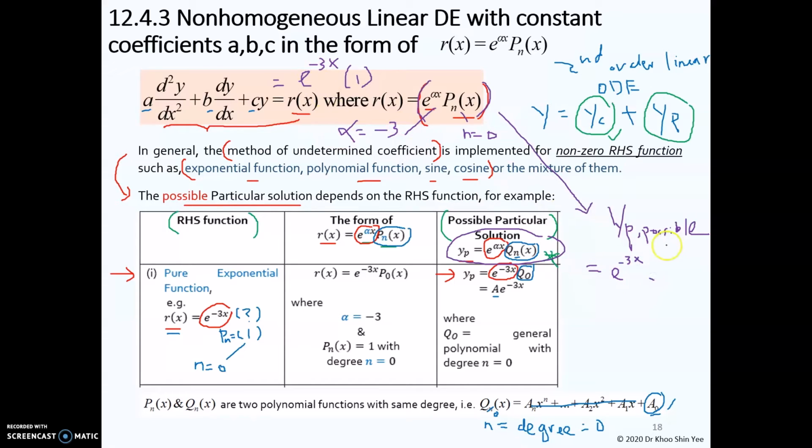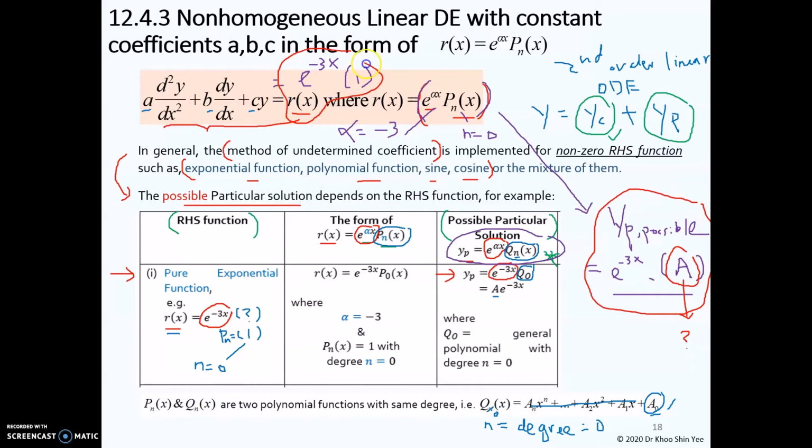Then you continue with the polynomial part. So the constant, you need to convert to the general equation for a constant. So you can put a coefficient A to represent the constant. So this is what you propose for the particular solution. So you have undetermined coefficient A in this case. Later you will learn how to find this unknown coefficient.